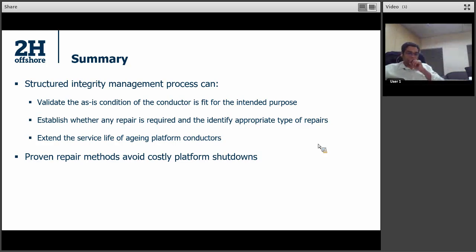What would happen if a conductor is identified to be more than 50% wall loss? Is that significant, and does it mean that it will have to be repaired?